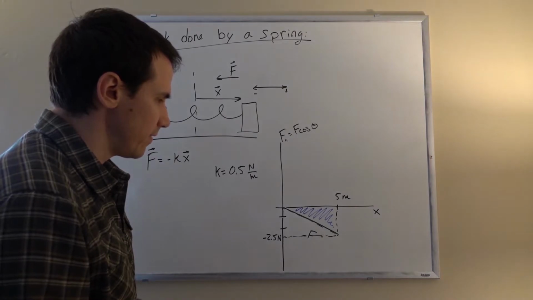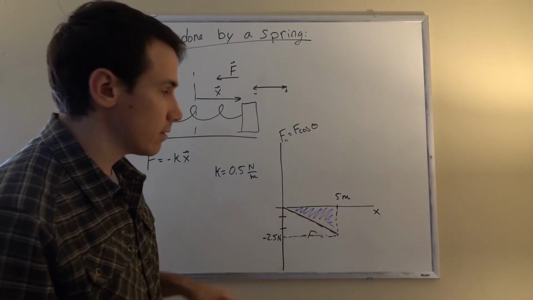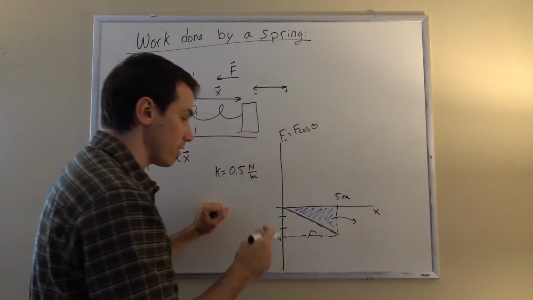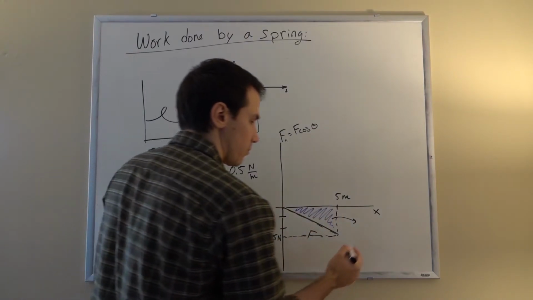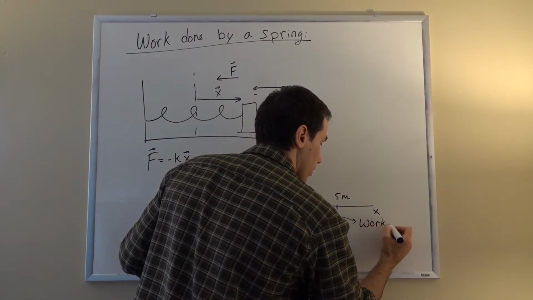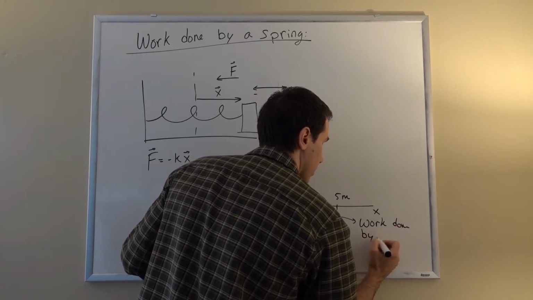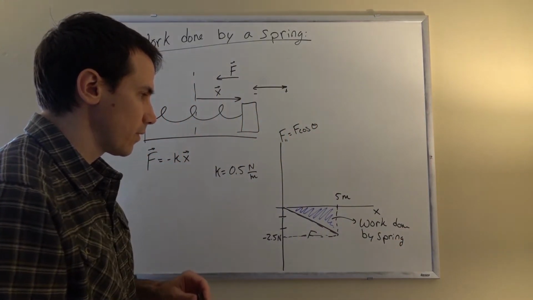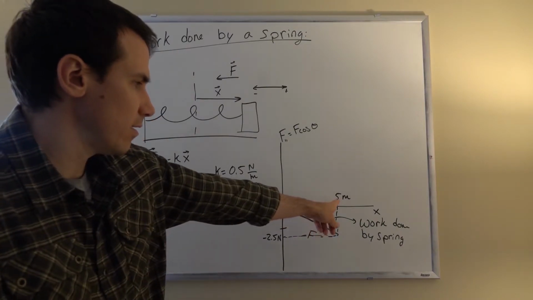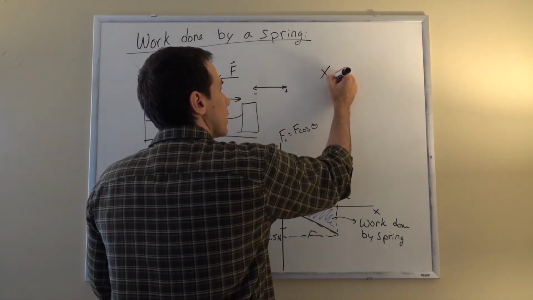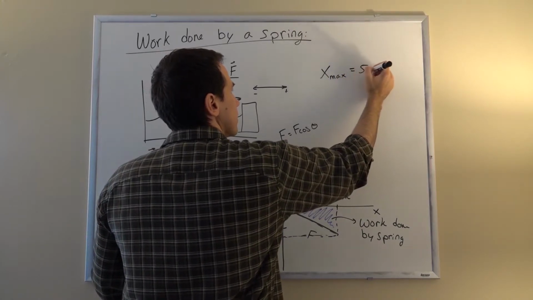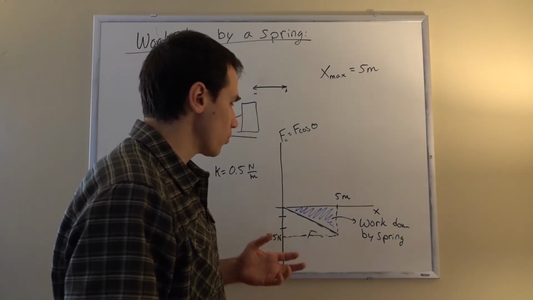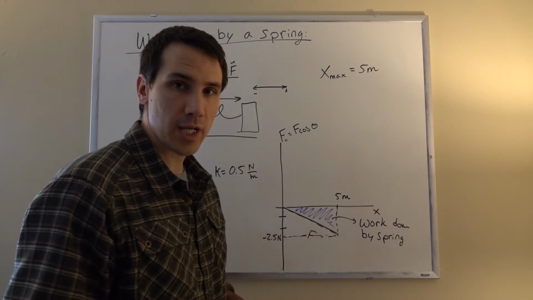Okay, so that means that this area here must be the work done by the spring, because it is the area between the force of the spring and its displacement. So this is the work done by the spring. Okay, so let's call 5 meters here for the moment. We'll call it x max, my 5 meter displacement. So if we want to find the work, we need to find the area of this blue shaded region.